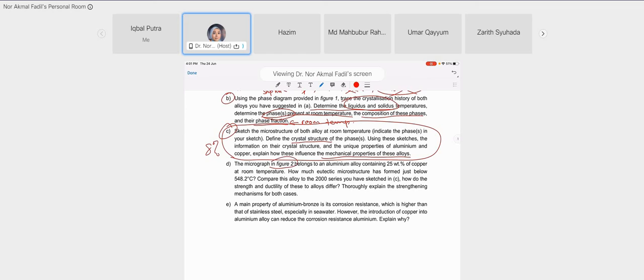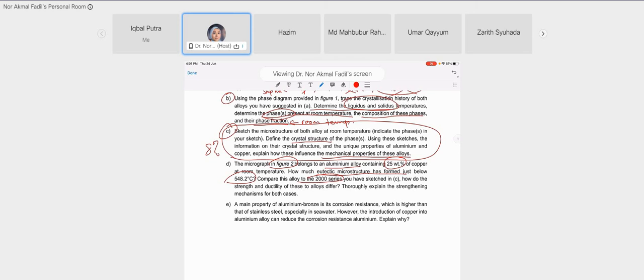Micrograph figure 2 belongs to an aluminum alloy containing 25% of copper at room temperature. How much eutectic microstructure has formed just below 500? You can calculate. Compare this alloy with the 200 series we have sketched in C. How do the strength and ductility of this alloy differ? Thoroughly explain the strengthening mechanism for both cases.